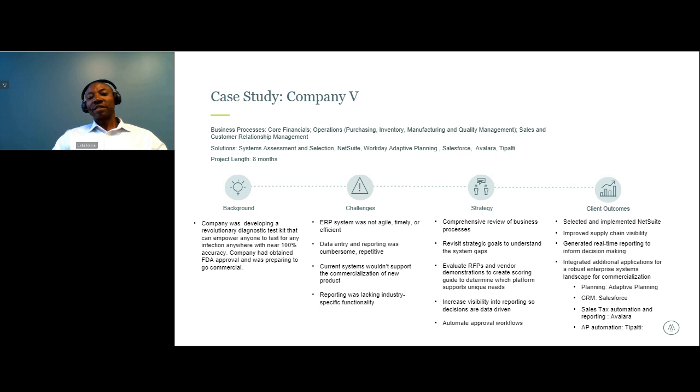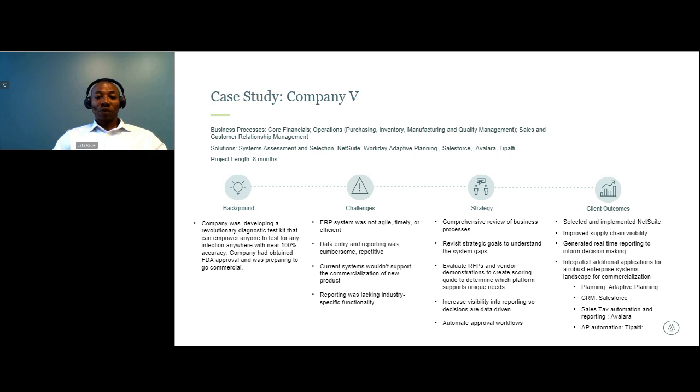So what was the strategy for addressing all of these challenges? Well, the company engaged us to conduct a comprehensive fit gap assessment and make recommendations. And the approach we took included a comprehensive review of their business processes, revisiting the strategic goals to understand the system gaps, vendor management, including evaluating RFPs from shortlisted vendors, vendor demonstration, and scoring guides to determine which platform supports their unique needs.